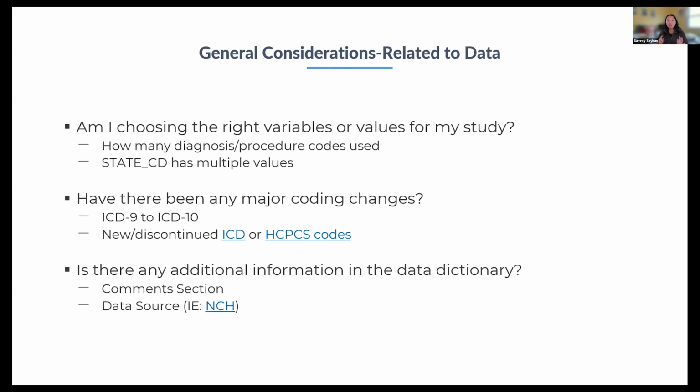Some states in the state code variable have multiple values. So do you keep both values? Do you use the value that has the most? Do you compare the two, see what's going on? So that's something to keep an eye out for.